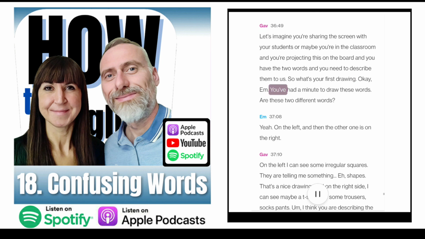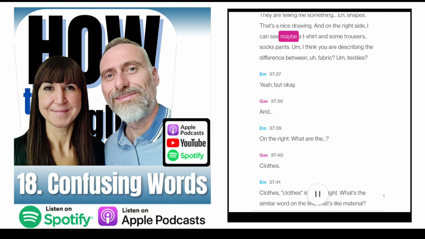Okay, you've had a minute to draw these words. Are these the two different words? Yeah, on the left, and then the other one is on the right. On the left, I can see some irregular squares. They are telling me something, shapes. That's a nice drawing. And on the right side, I can see maybe a t-shirt and some trousers, socks, pants.